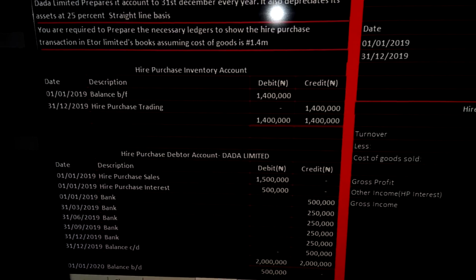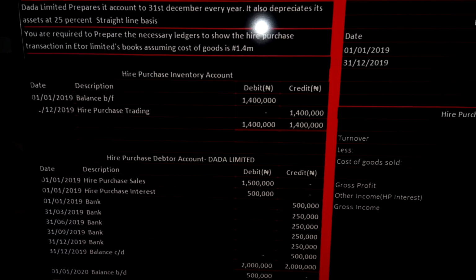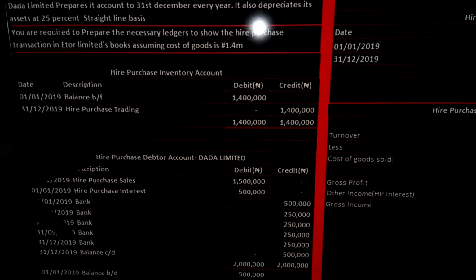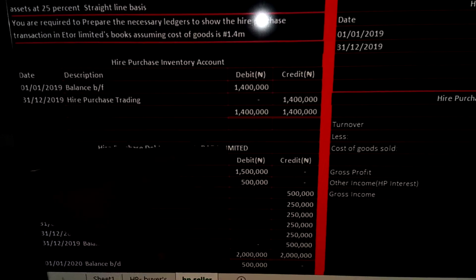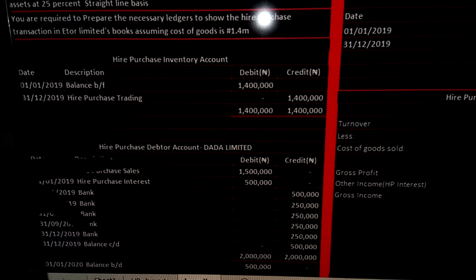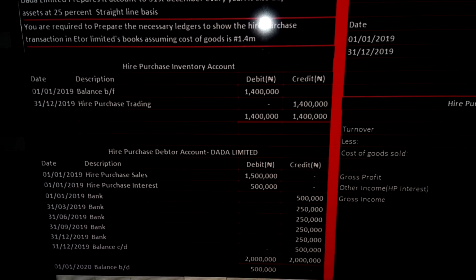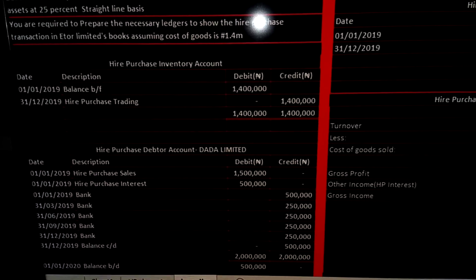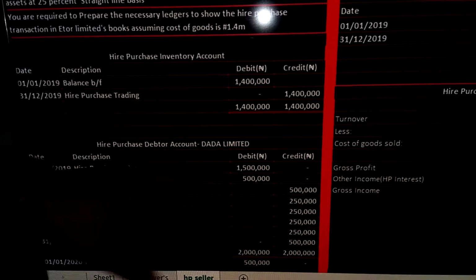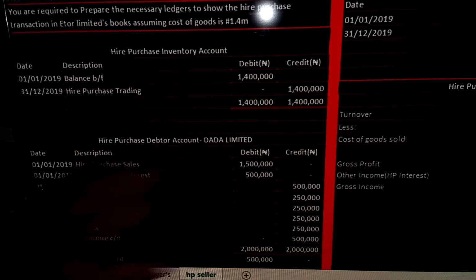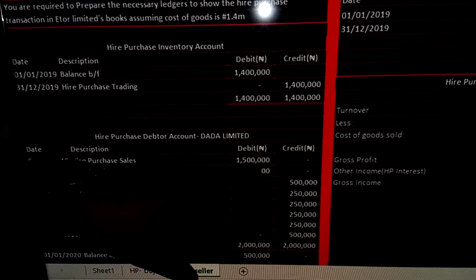Sale. No, we're looking at it from the seller's perspective. So that's what you have here, closing the account. And we have the debtor, which is Dada Limited. Okay, he sold to them. You're going to debit the person with the cash price of the item, which is the normal selling price, and then the interest you're charging. That's what you're having here. The hire purchase sales 1.5 million, the hire purchase interest 500,000.